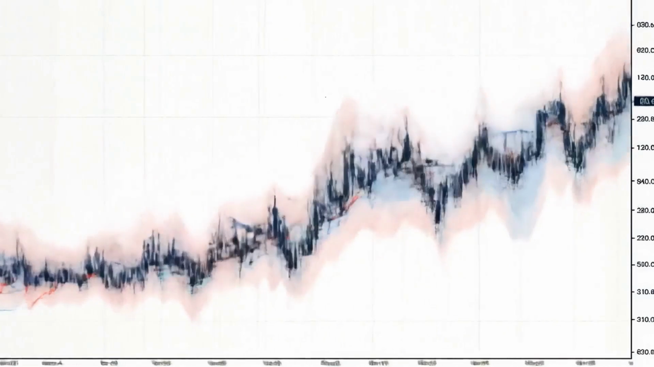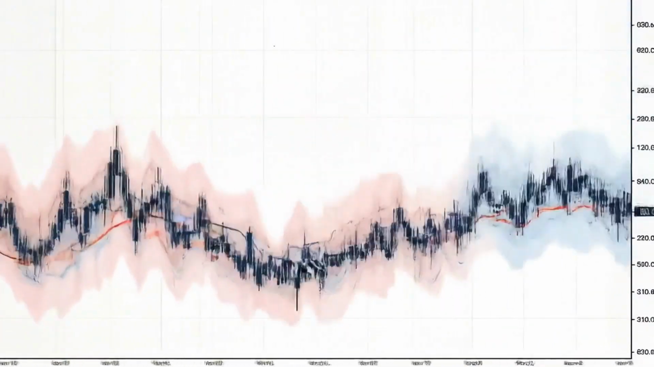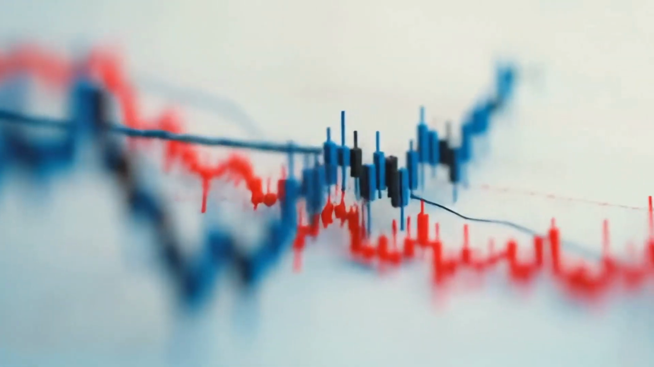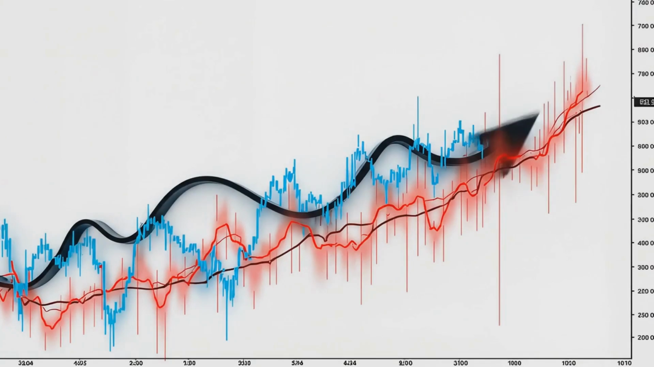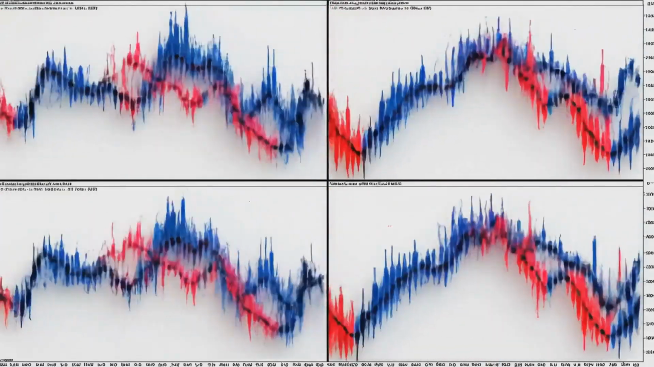Medium-term, swing trading. Swing traders frequently use intermediate period SMAs and EMAs, such as the 20-day EMA or 50-day SMA, to capture meaningful price swings that occur over several days or weeks. These averages provide clearer signals for potential trend reversals and sustained movements.